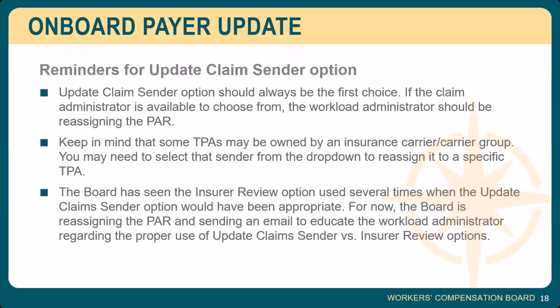A couple reminders for the update claim sender option. This option should always be the first choice for the workload administrator. If the claim administrator is available to choose from the dropdown, the workload administrator should be reassigning the PAR. Keep in mind, some TPAs may be owned by an insurance carrier or carrier group, so you may need to select that carrier group from the dropdown to reassign the PAR to that specific TPA that you are looking for.